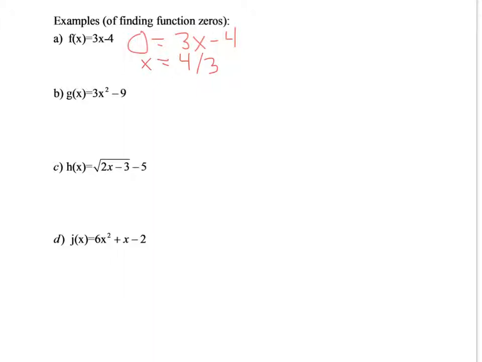Okay, now, good rule of thumb, we're looking for zeros, x-intercepts. Since it is a graph, it's an ordered pair, so I'm going to write that as (4/3, 0).